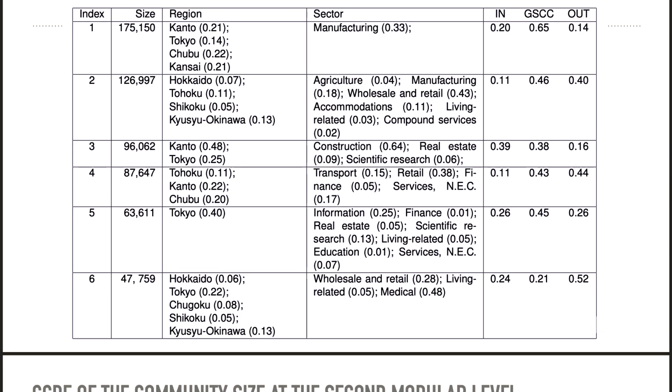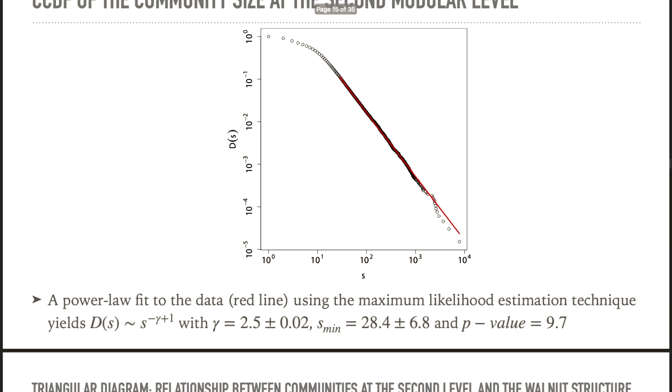So, this way we can show the composition of the communities in terms of locations and their sectors, and also in terms of where they are located in their upstreamness position in the walnut structure here, I will say, instead of bow tie. So, this is the way we connect the community structure with the walnut structure. So, this is the community size distribution at the second level.